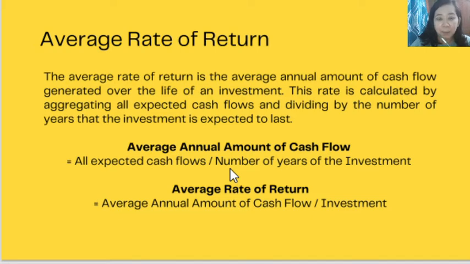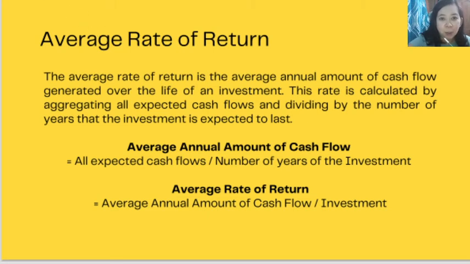Okay, so after you have computed the average annual amount of cash flow, you can now compute the average rate of return. How to determine it? First, the answer from the first formula above, the average annual amount of cash flow that we have computed, we will divide by the amount of the investment. So this is how you calculate the average rate of return.